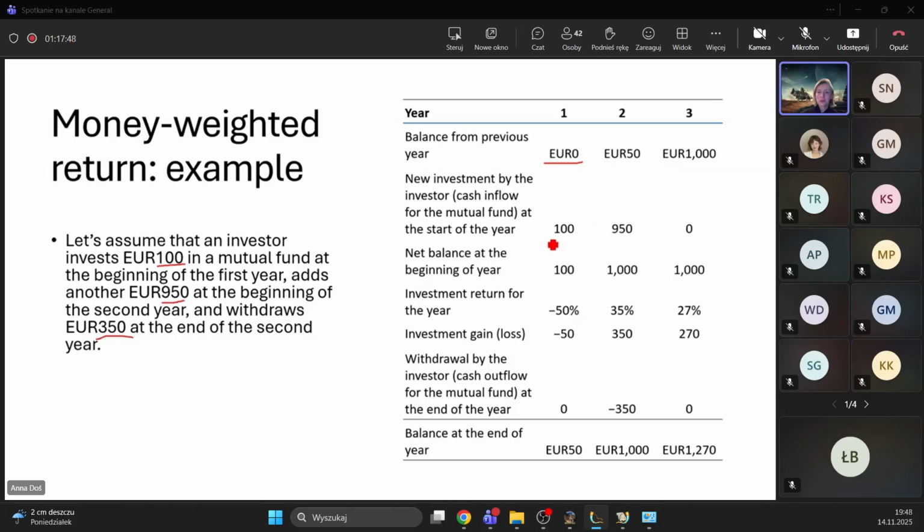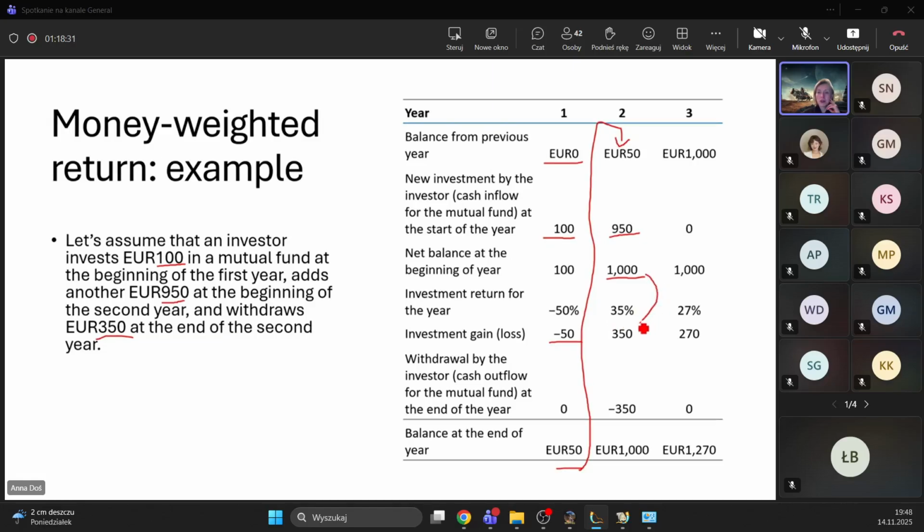So we start having 0 euro. At the beginning of the first year, the investor invests 100 euro. So this is the net balance. Then the investor suffers a loss of 50%. So in money terms, the investor lost 50 euro. And at the end of year 1, the investor has only 50 euro. So the investor starts a new year having just 50 euro. However, they add 950 euro. So at the beginning of the second year, the investor holds 1,000 euro. The rate of return is 35%.